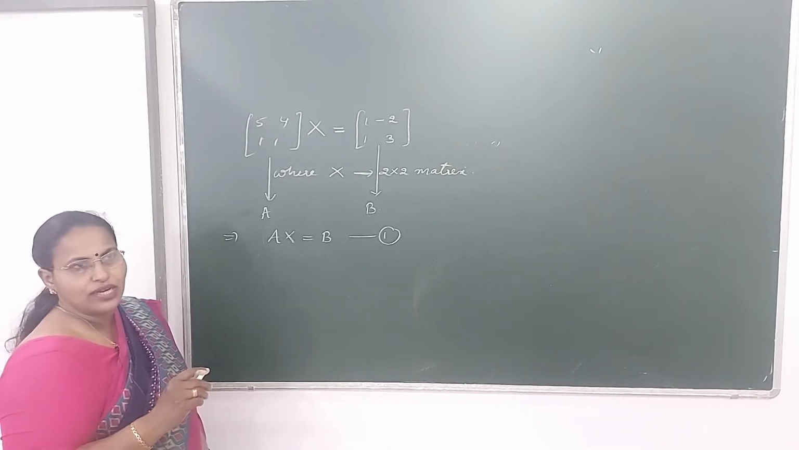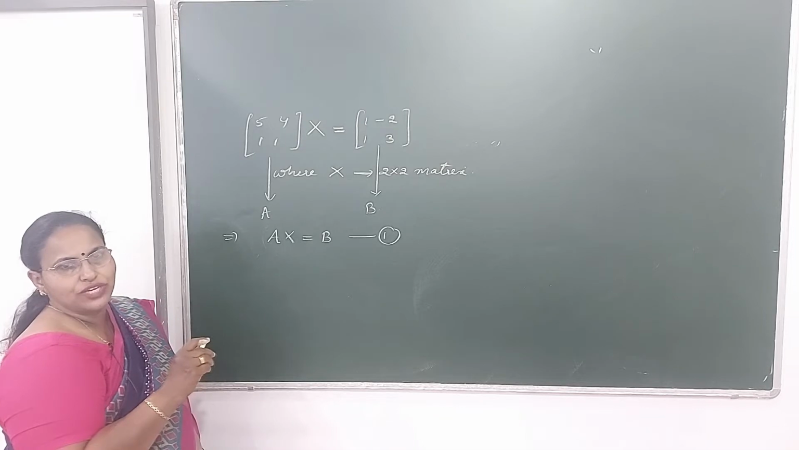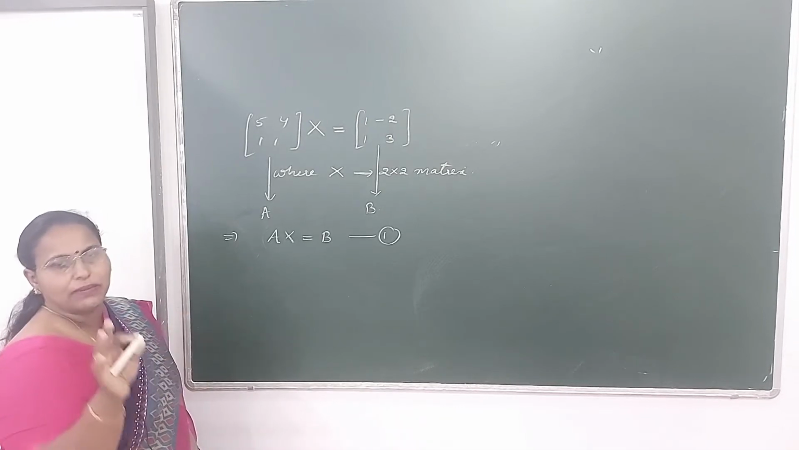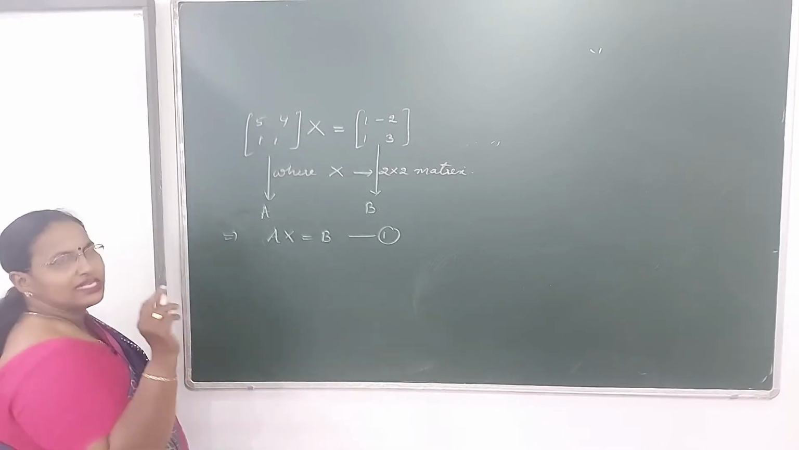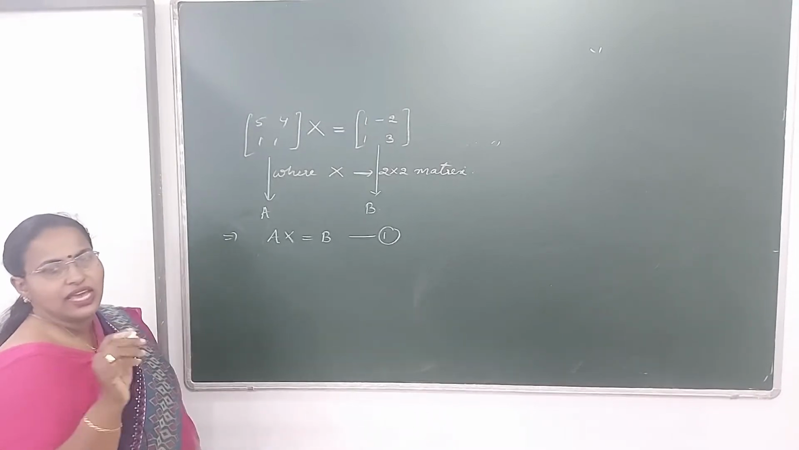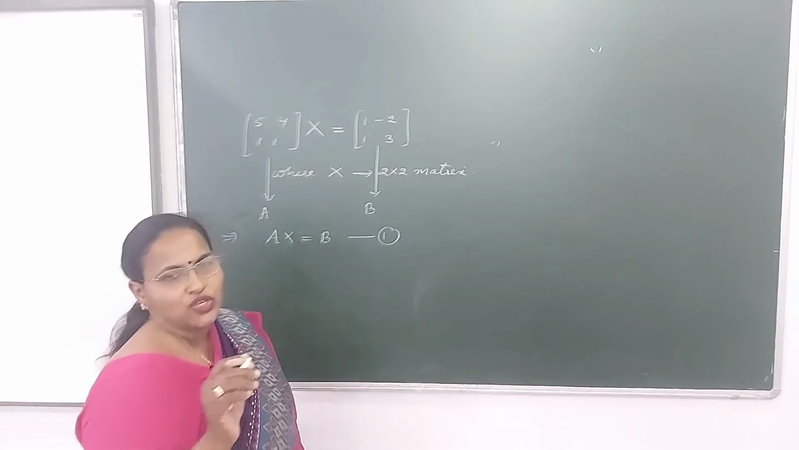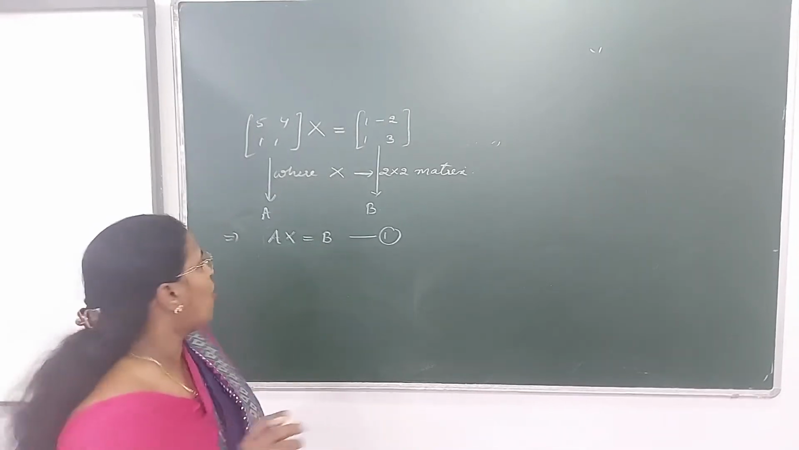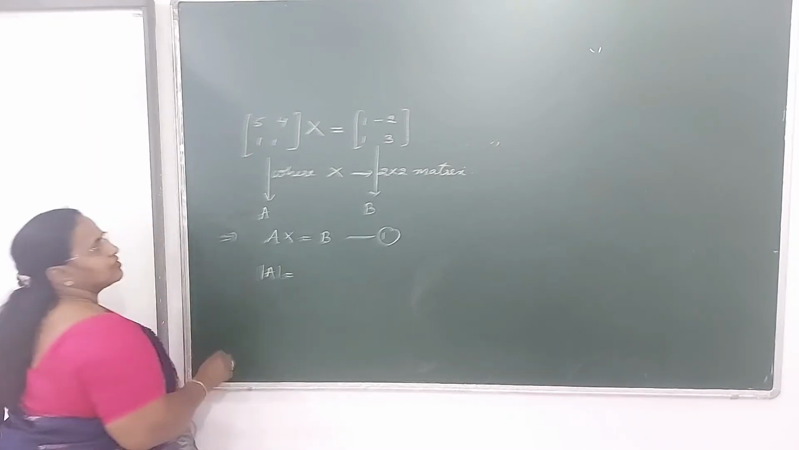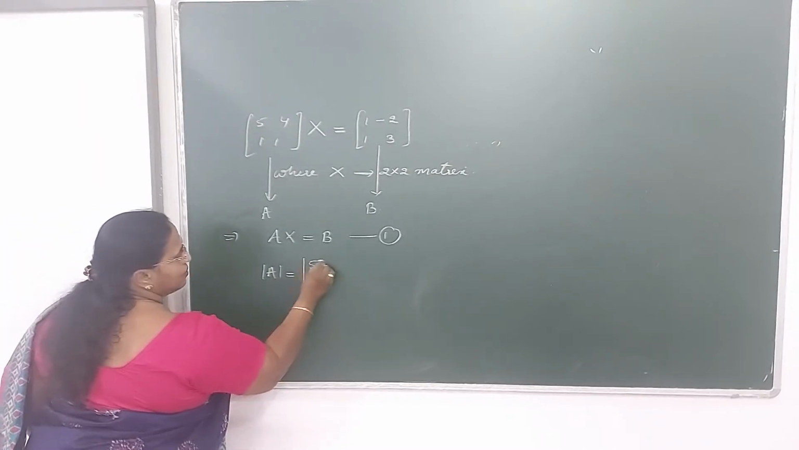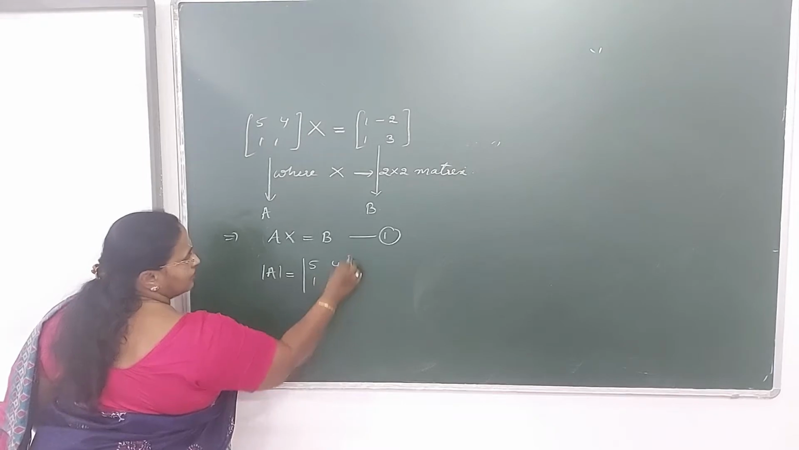But you know that for A inverse you need to pre-multiply or post-multiply, but you have to check whether A inverse exists or not. So for checking whether A inverse exists or not, you need to find out determinant of A. So let us find out determinant of A first. So determinant of A means determinant 5 4 1 1.